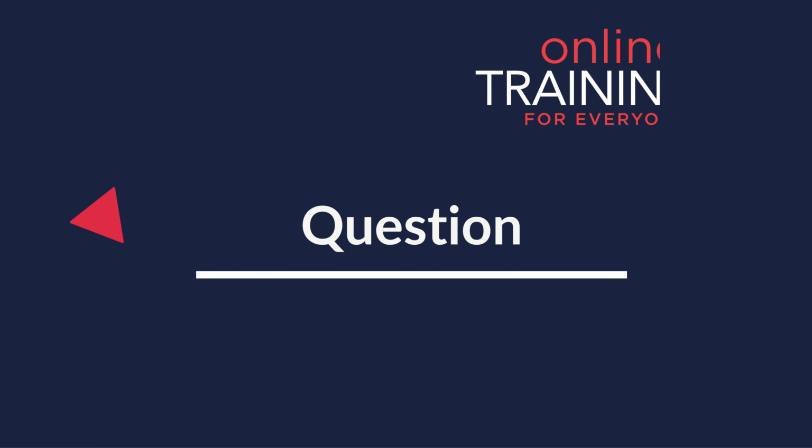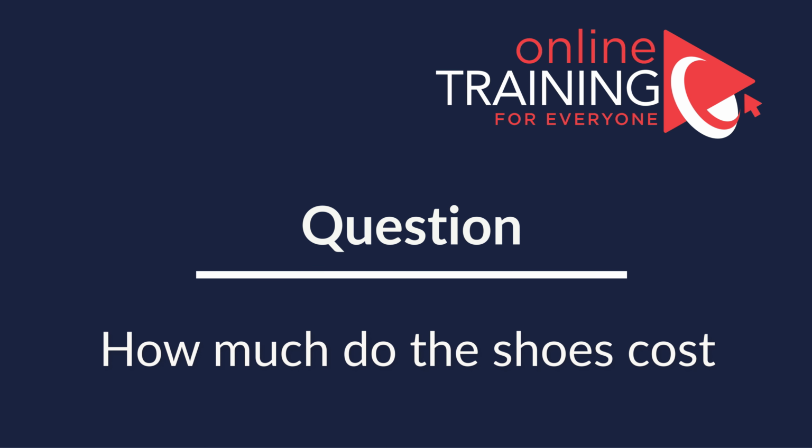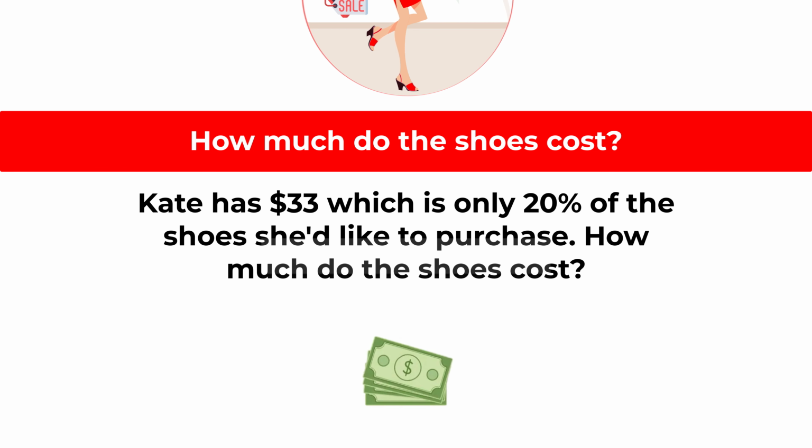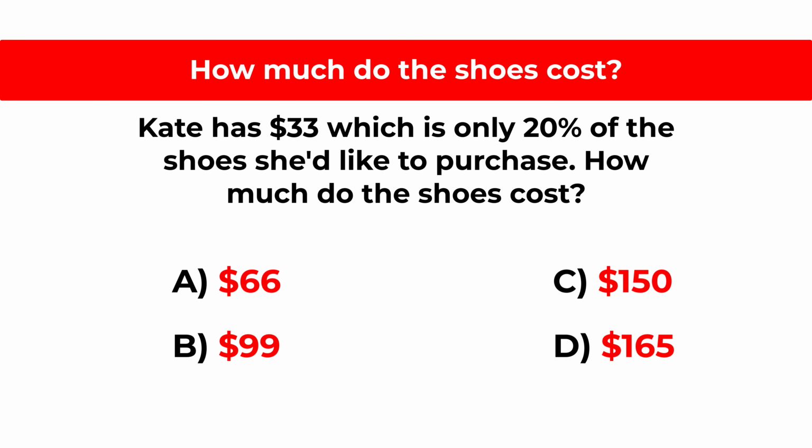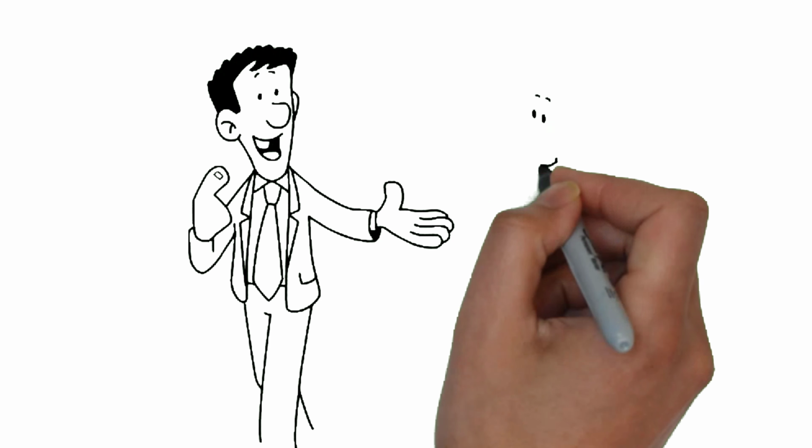Here's the cool question that you frequently get on the test. Kate has $33, which is only 20% of the cost of shoes that she would like to purchase. How much do the shoes cost? And you're presented with 4 different choices. Choice A, $66. Choice B, $99. Choice C, $150. And choice D, $165. Can you calculate the answer? Give yourself 10 to 15 seconds, maybe 20 to 30 seconds, depending on how good you are with math and percentages. Ready or not, let's go ahead and get to the correct solution together.